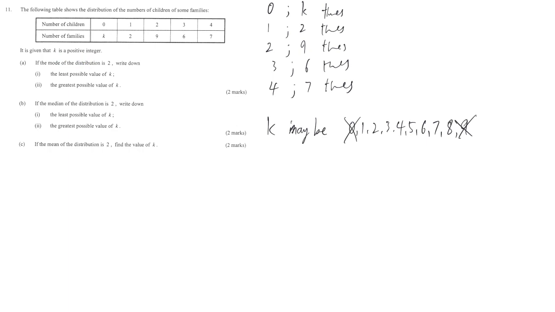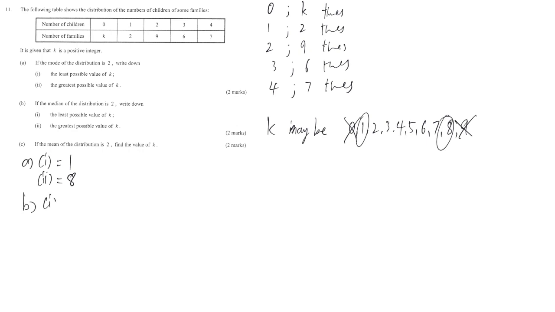So among these possibilities, we are going to choose the least possible value. So the answer of A1 is equal to 1. And we finish A2 also, because k cannot become 9. Otherwise, we not only have one mode but 2. So the largest possible value of k is 8. We already get 2 marks here.